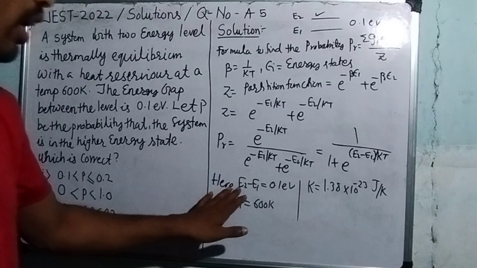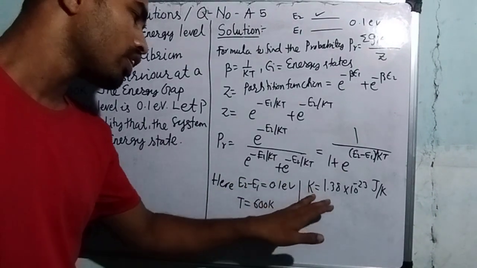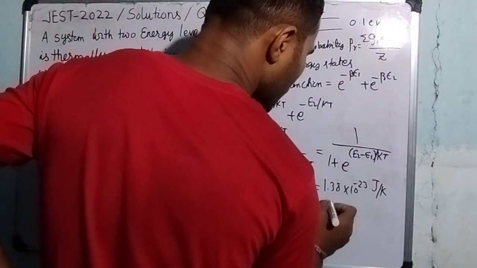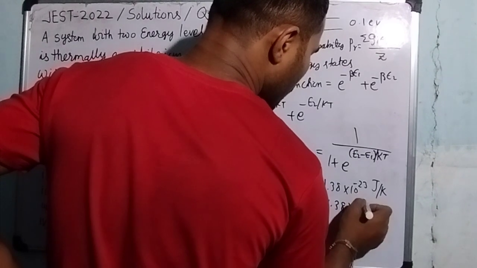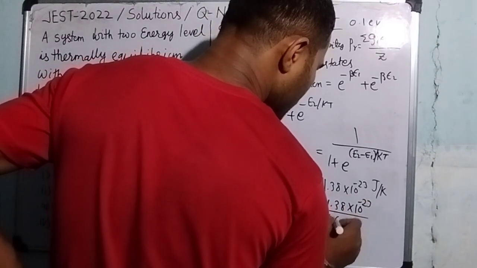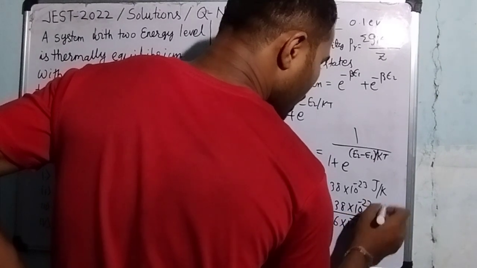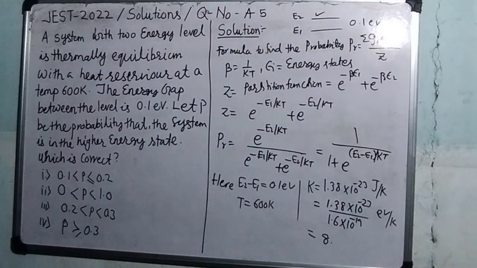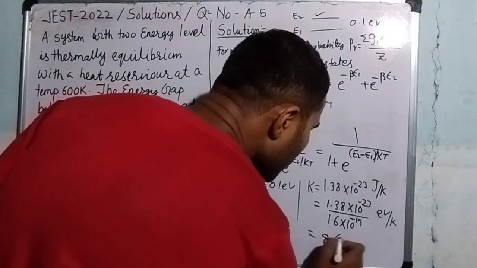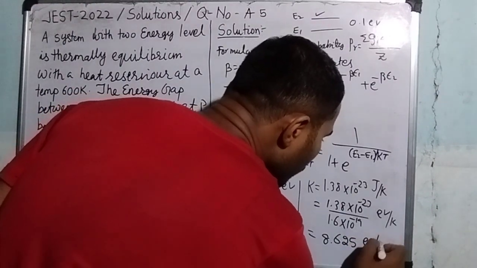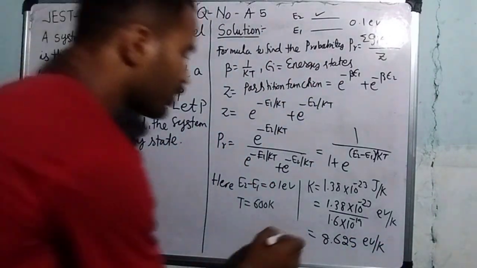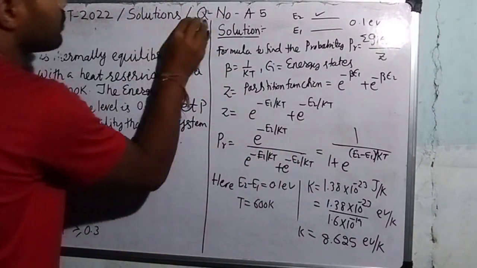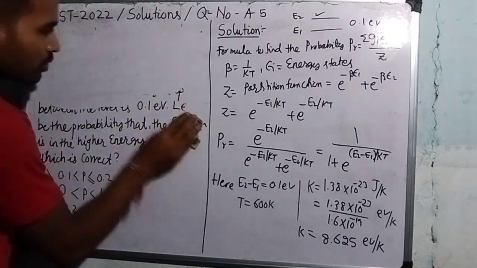Now see, here the energy is given in the unit of electron volt, but the Boltzmann constant is given in joules per Kelvin. If we divide 1.38 into 10 to the minus 23 by the charge of the electron, 1.6 into 10 to the minus 19, we get electron volt per Kelvin. That will give 8.625 into 10 to the minus 5 electron volt per Kelvin. So we have to use this value of k in this equation. Now I'll erase this and find the solution.